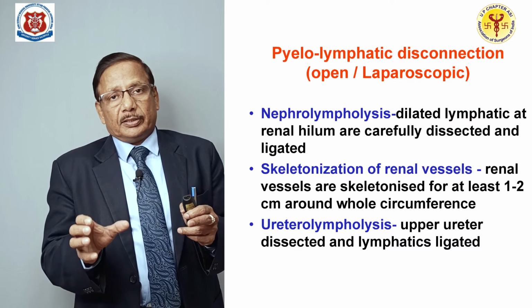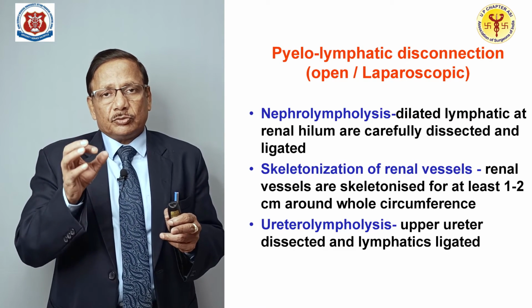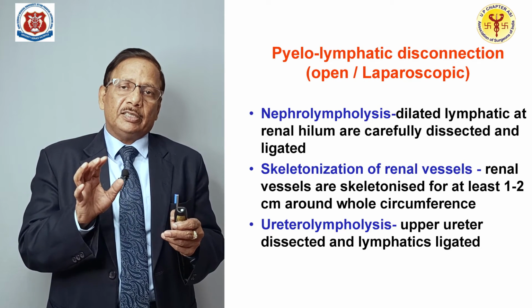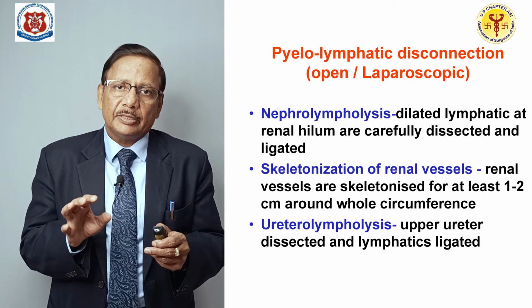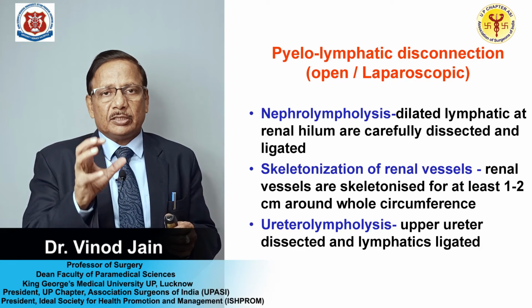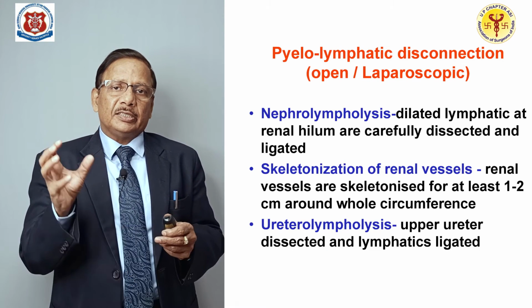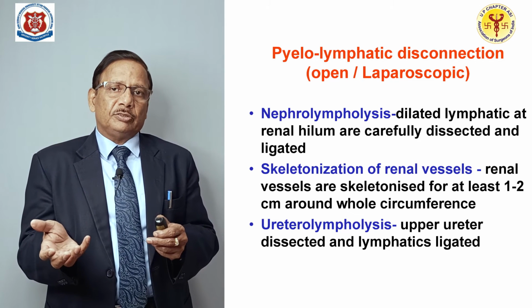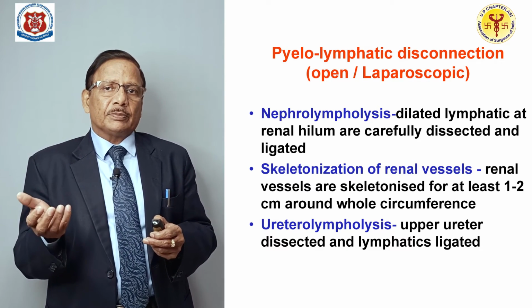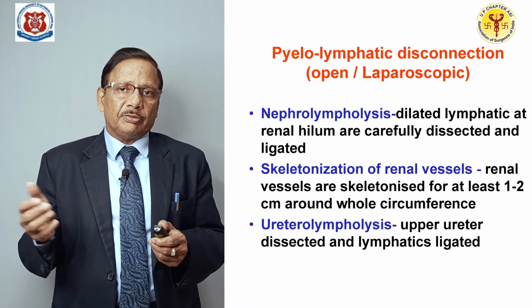The upper ureter again is dissected, and it has to be checked that there are no lymphatics. Even if you find any lymphatics, they have to be ligated and disconnected. So these 3 components constitute pylolymphatic disconnection. Whether you achieve this through open surgery or laparoscopic surgery depends upon the expertise and the resources available in the hospital.